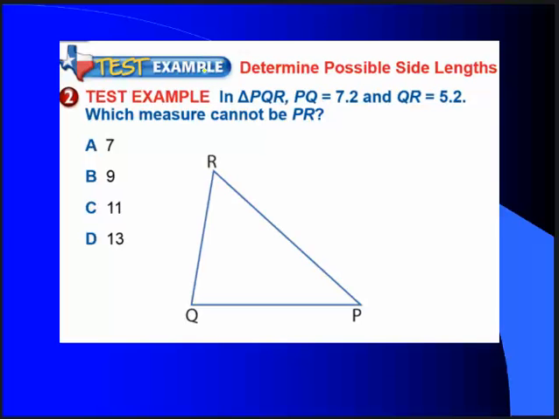Here's another example. Triangle PQR. If PQ is 7.5, QR is 7.2, and PR is 5.2, which measure cannot be PR? Well, PR has to be less than the sum of these two sides. So we have 7.2 plus 5.2 gives me 12.4.